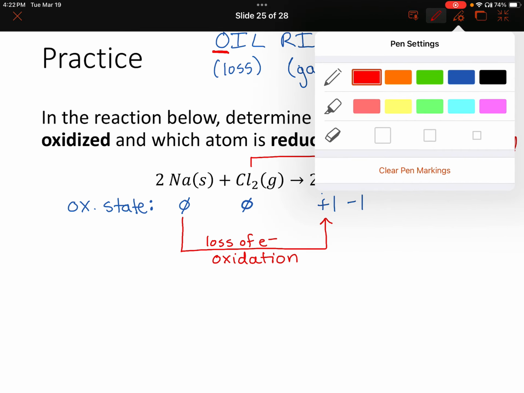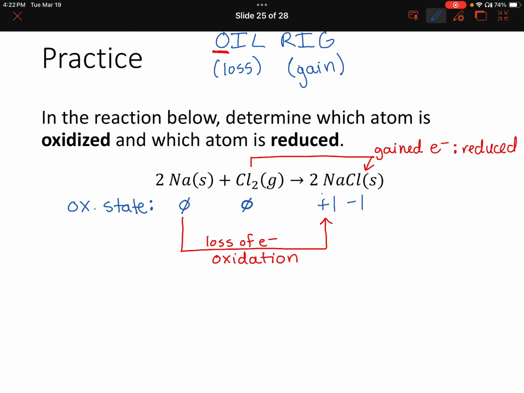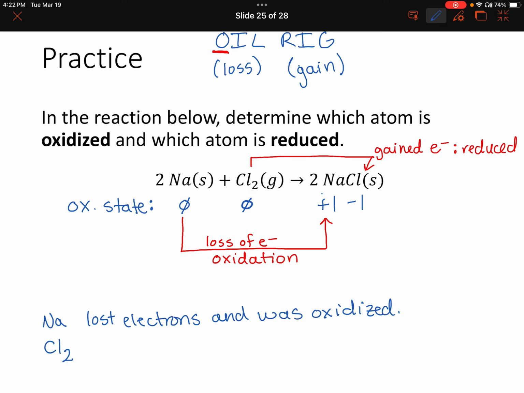All right, so let's just summarize that down below. So sodium lost electrons and was oxidized. And then chlorine, Cl2, gained electrons and was reduced. All right.